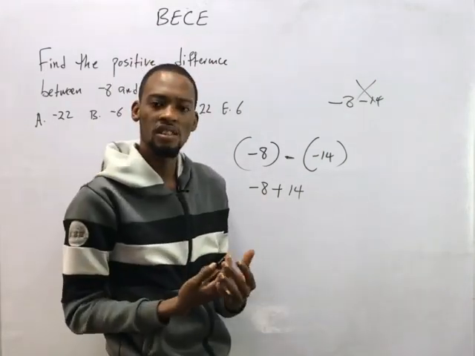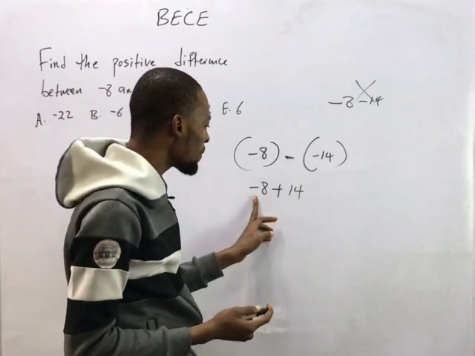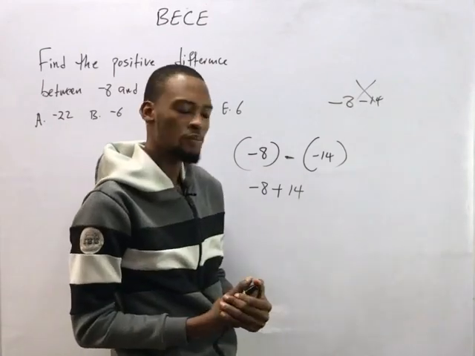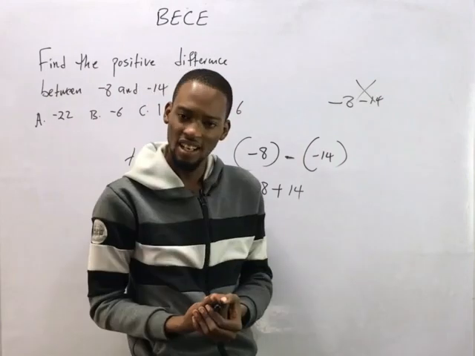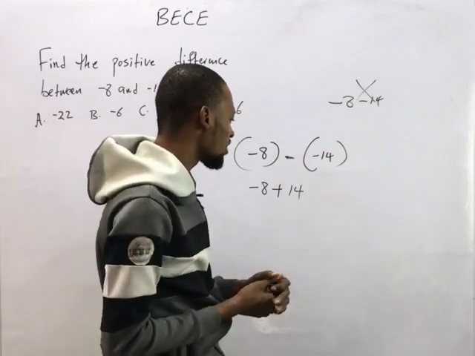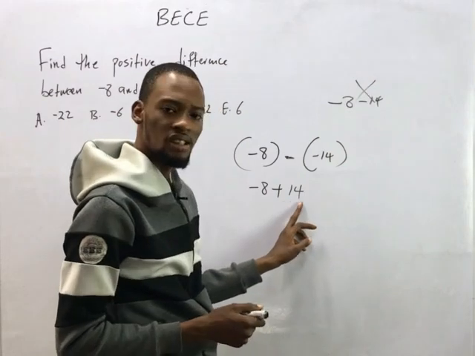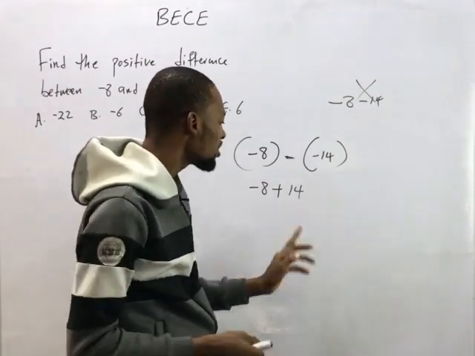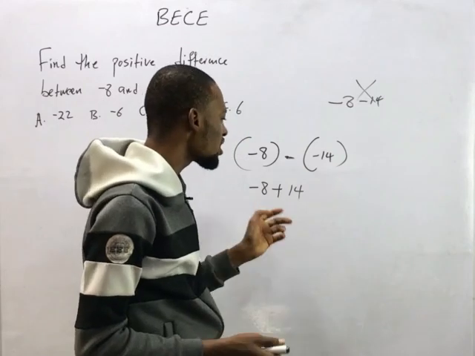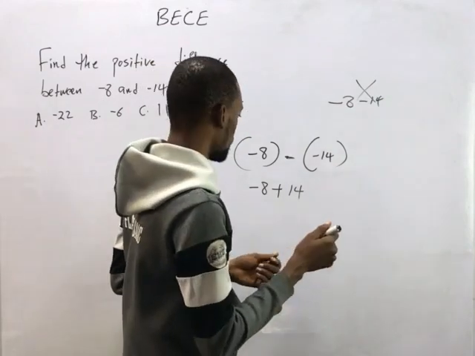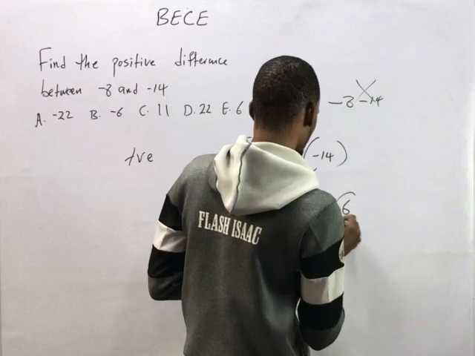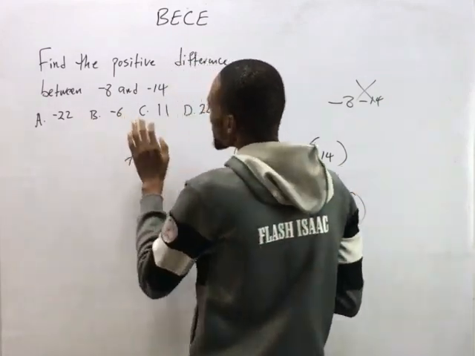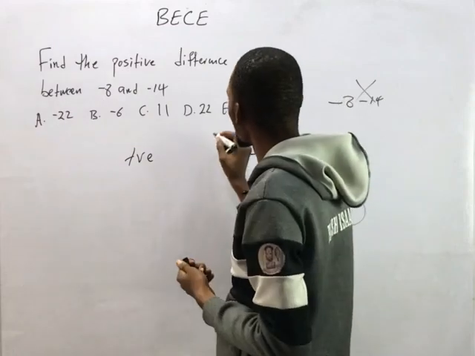You can solve this in different ways. You can say let minus be that you are owing, and let plus be that you have. So if you are owing 8 naira and you have 14 naira, then you pay the person you are owing. How much will you be having? It's the same thing of saying 14 minus 8. This should give you 6, right? So the positive difference between -8 and -14 is 6.